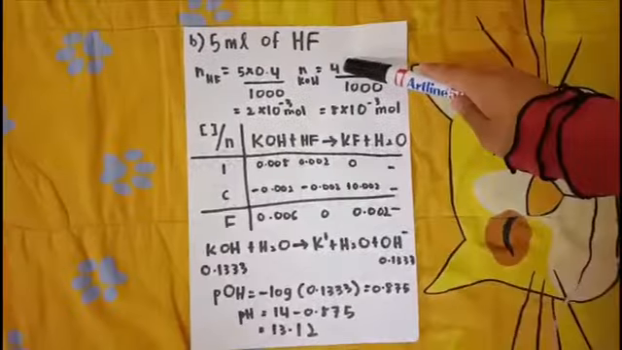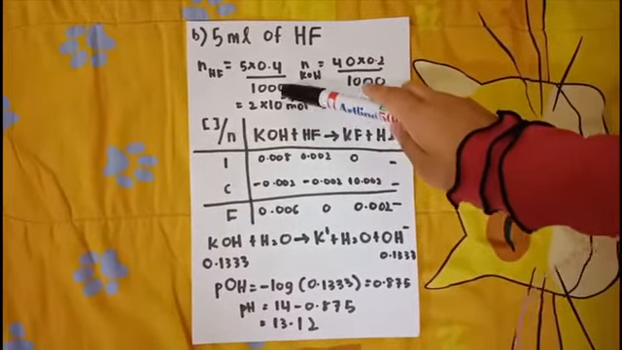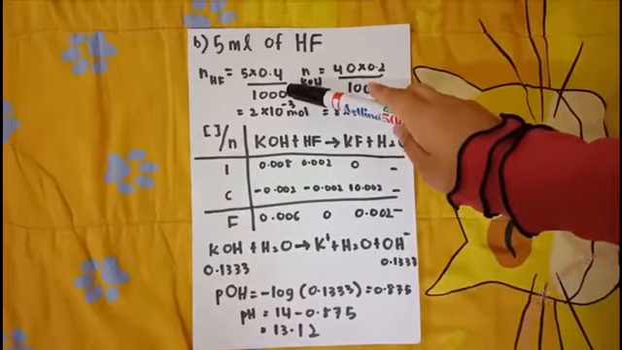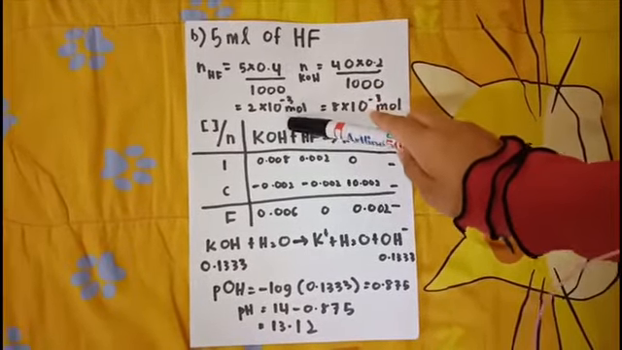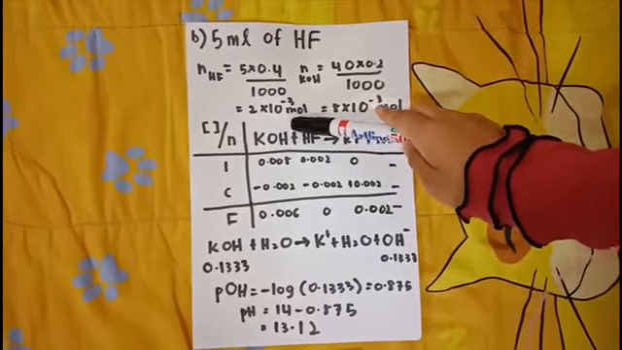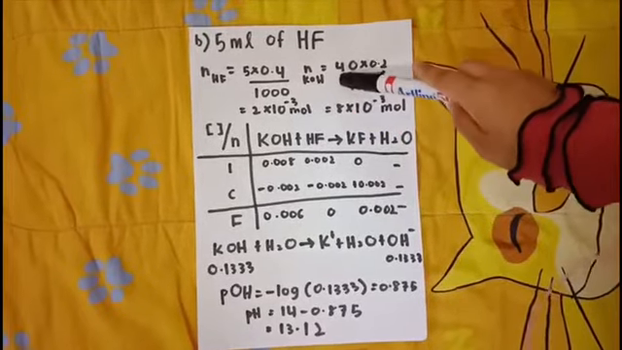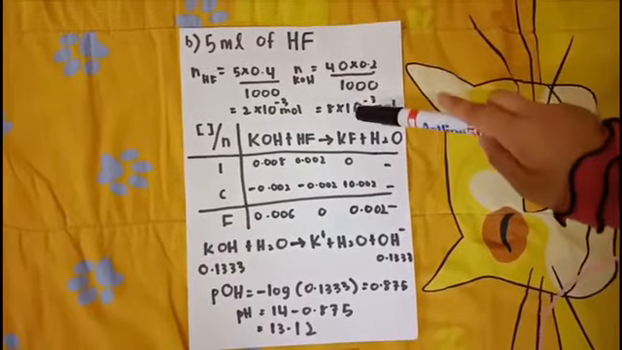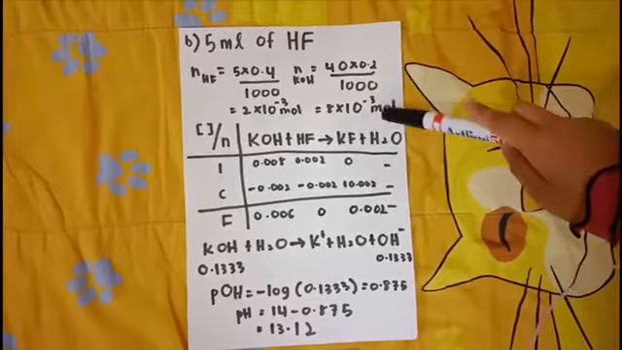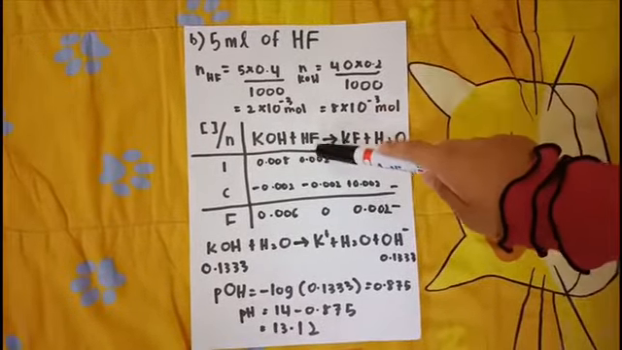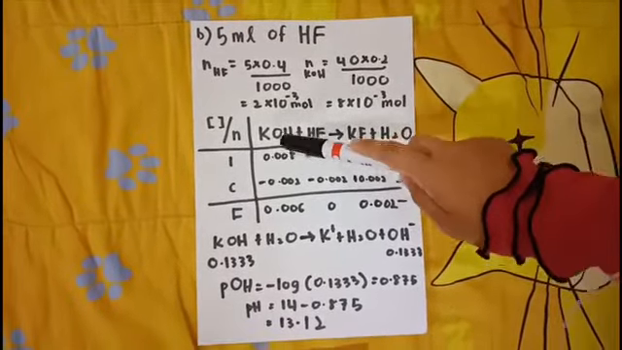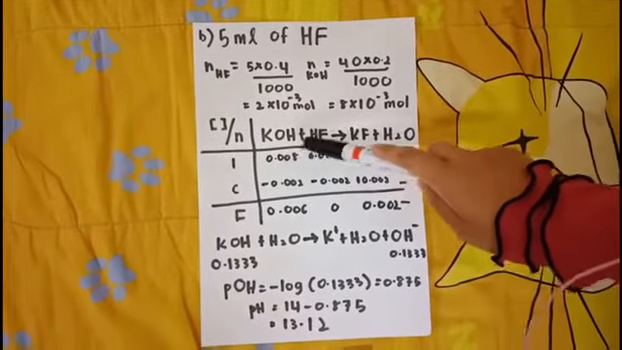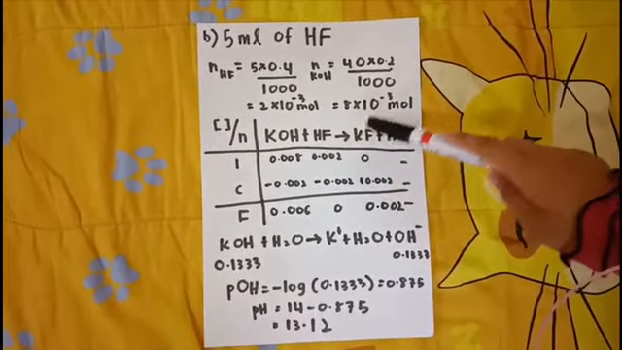First, we need to find the number of moles of HF, which is 5 times 0.4 divided by 1000, equals 2 times 10 to the power of negative 3 mole. Next, we find the number of moles of KOH, which we got as 8 times 10 to the power of negative 3 mole, and then we put it in the ICF table.